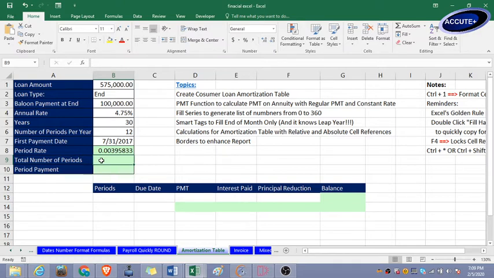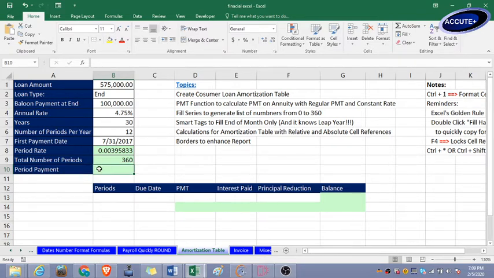Now what is the total number of periods? In the 30 years that we're going to be doing this, how many months are in 30 years? To do that, we're going to say equals 30 times the number of months in a year. So now our total number of periods goes to 360.